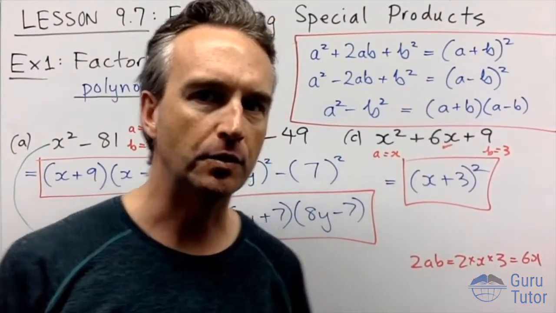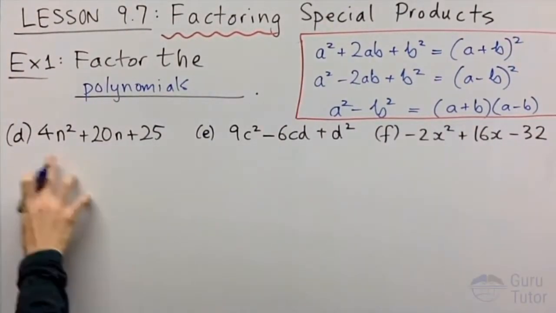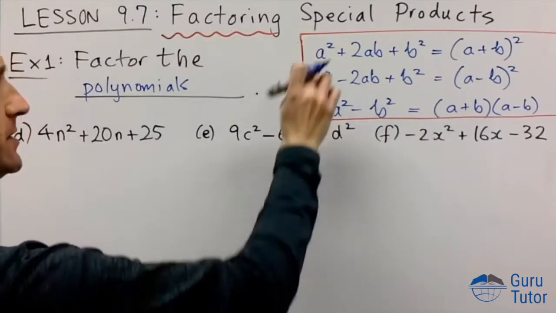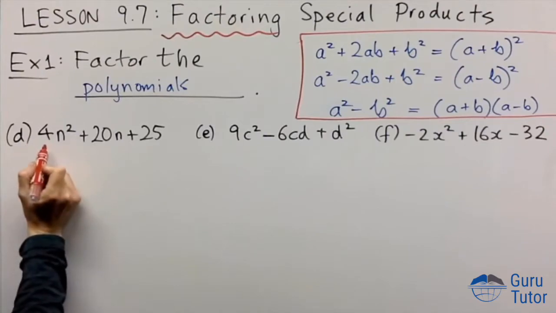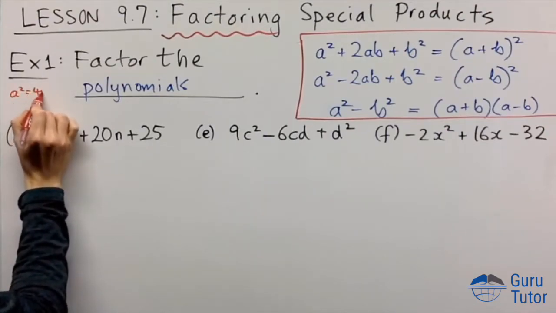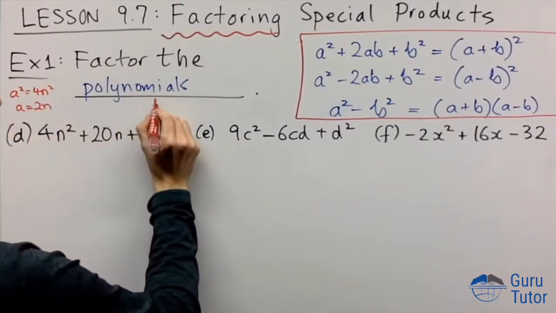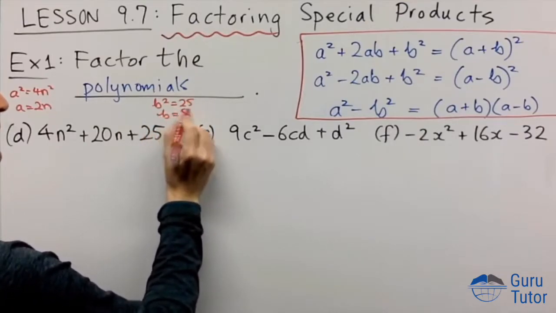Let's have a look at a couple more. D, E, and F. Let's try D here. So 4n squared plus 20n plus 25, which of these three does it look like? Obviously the top one. So what are we dealing with here? So this is a squared. If a squared is 4n squared, what's a? A must be 2n. And if b squared is 25, b must be 5.